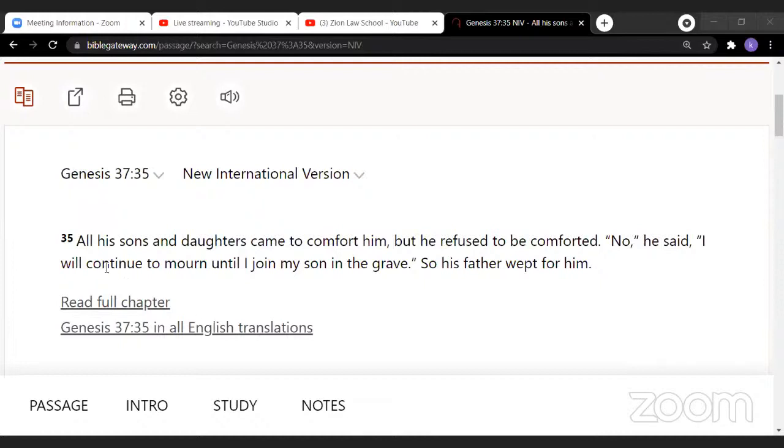Okay, so here's Genesis chapter 37:35. Jediah, do you want to read it? Sure. All his sons and daughters came to comfort him, but he refused to be comforted. No, he said, I will continue to mourn until I join my son in the grave. So his father wept for him.